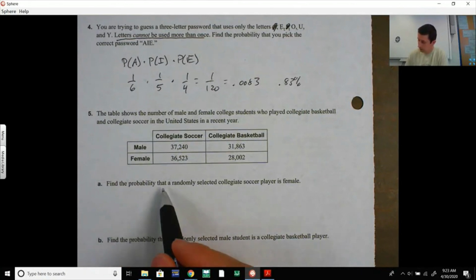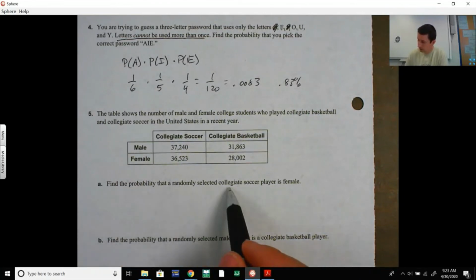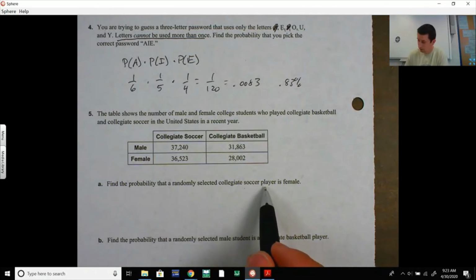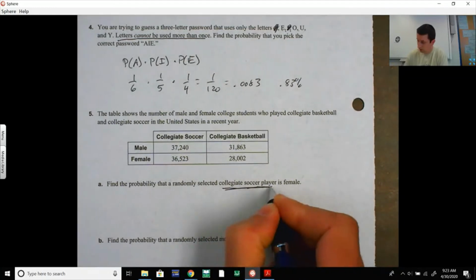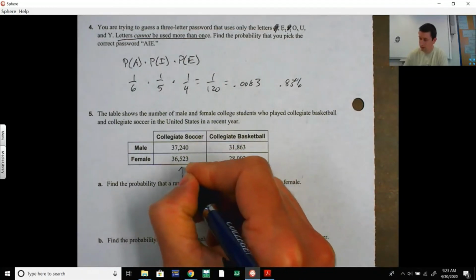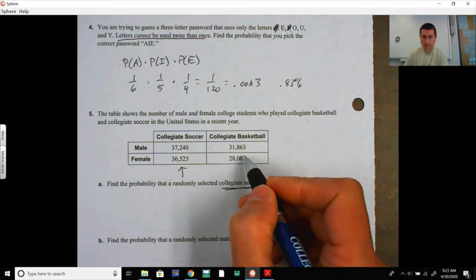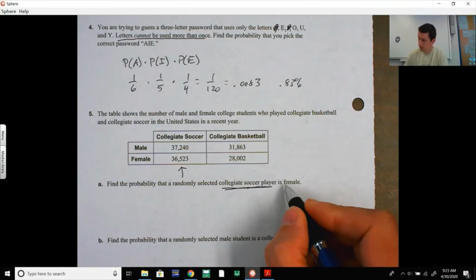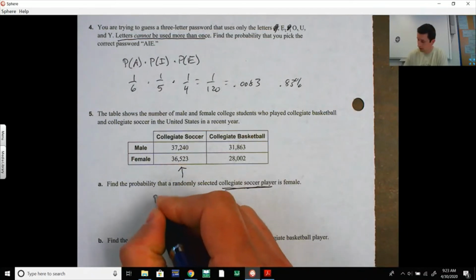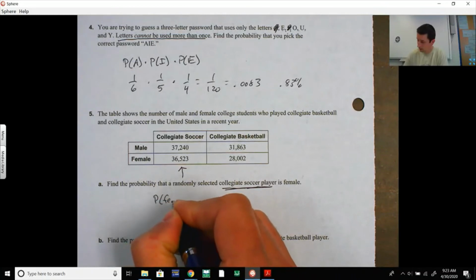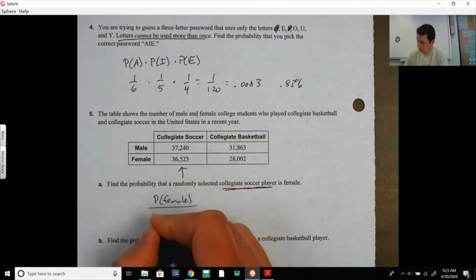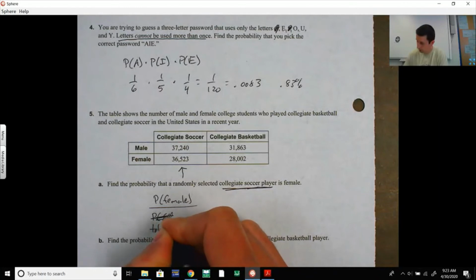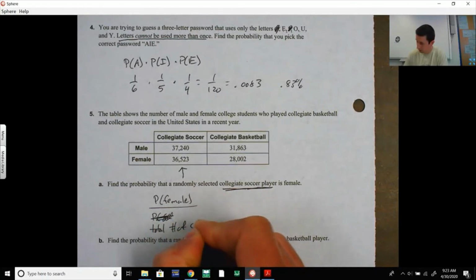They want the probability that a randomly selected collegiate soccer player is female. So they are randomly selecting collegiate soccer players. So they're just using this column here. They're not using this column. Okay? So it's female. You need the probability of the female over the total number of soccer players.